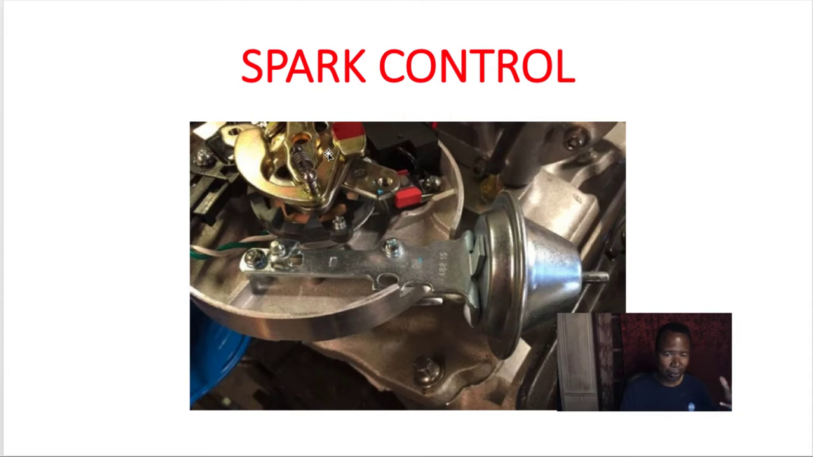So in this type of spark control, we do it two ways: centrifugal advance, which is controlled by speed, and vacuum advance, which is controlled by vacuum through a delay valve, an OSAC valve, or a thermal vacuum switch. I'll talk about that later on. But this is an earlier version of spark control, either by a vacuum advance unit or centrifugal weights controlled by engine speed.